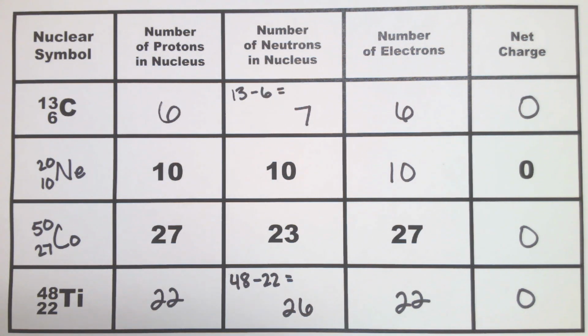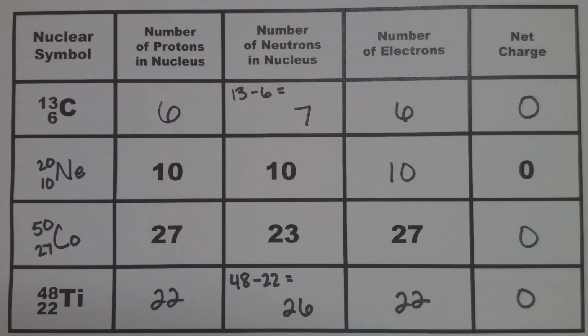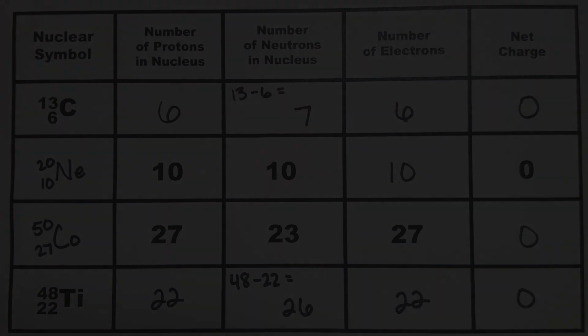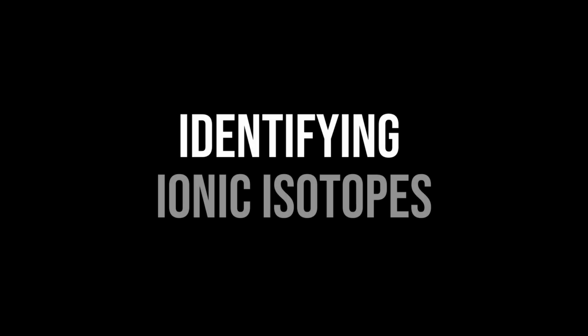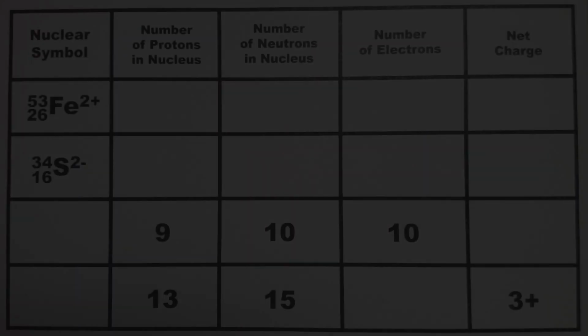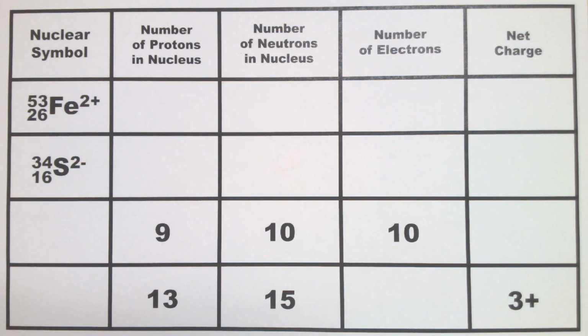Now in these examples, you noticed I gave you net charges of 0. Now let's practice identifying isotopes that are also ions.